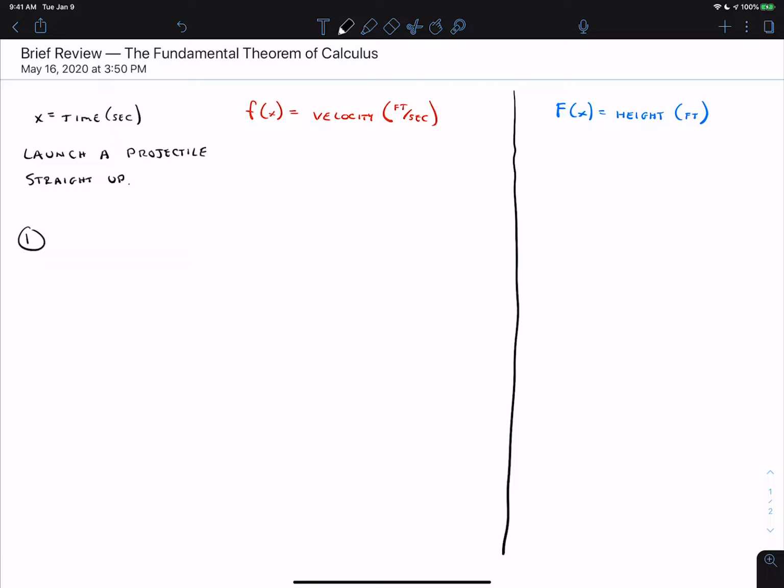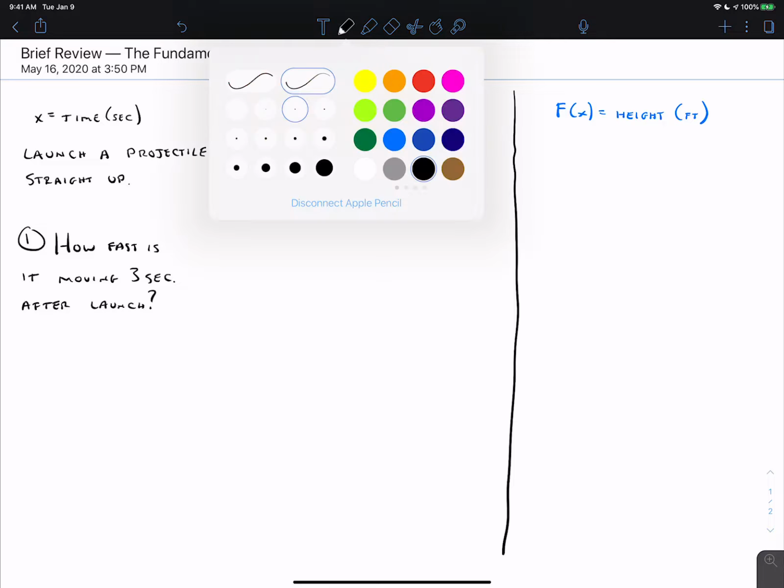Okay, so the first question I want to look at is how fast is the projectile going, or moving, 3 seconds after it's launched? And specifically, we're talking about the velocity. So if it's falling, we would get a negative value here. So I want to talk about how we would do this in each scenario.